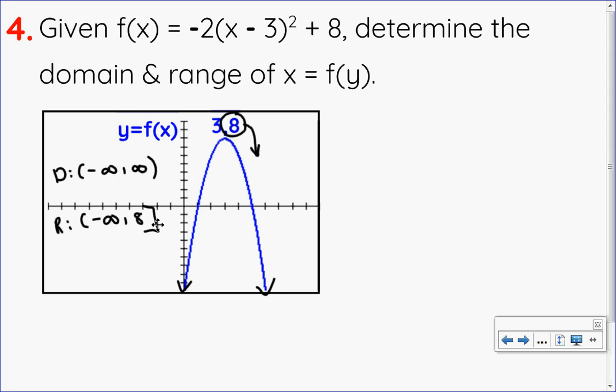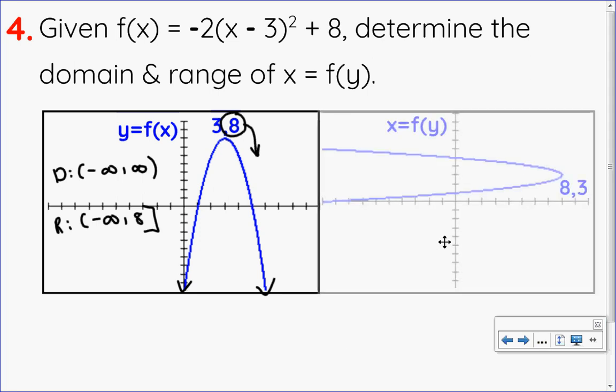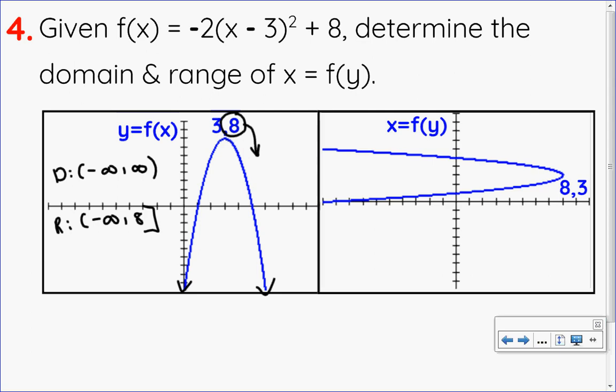Now it stands to reason that domain and range interchange. I don't need to do the graph, but I'll show you the graph of the inverse just so we can verify that that is in fact true. So my domain from -infinity to +infinity will now become my range. Let's see if that works. So I can see these arms extend infinitely in both directions, covering all the vertical values of y. So that does work.